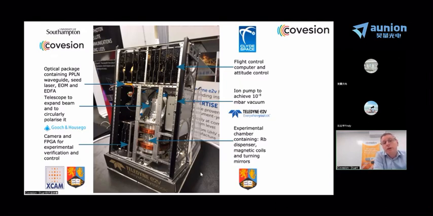Unfortunately, follow-on funding wasn't available to actually fly this satellite. However, it did go through pre-flight testing and was shown to be robust to vibration, temperature, and radiation.